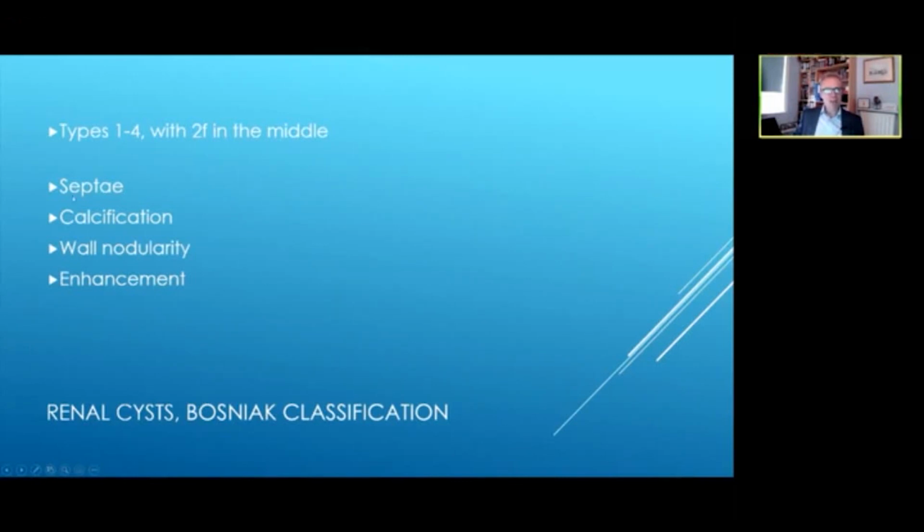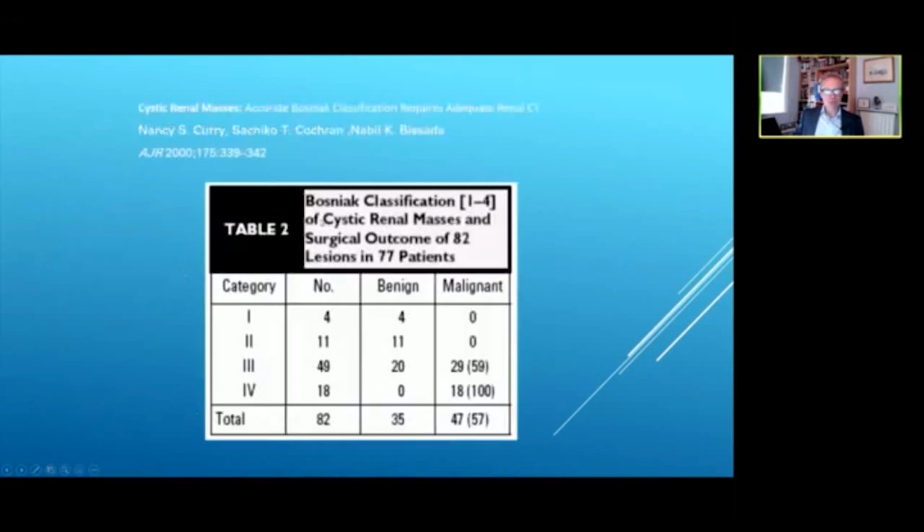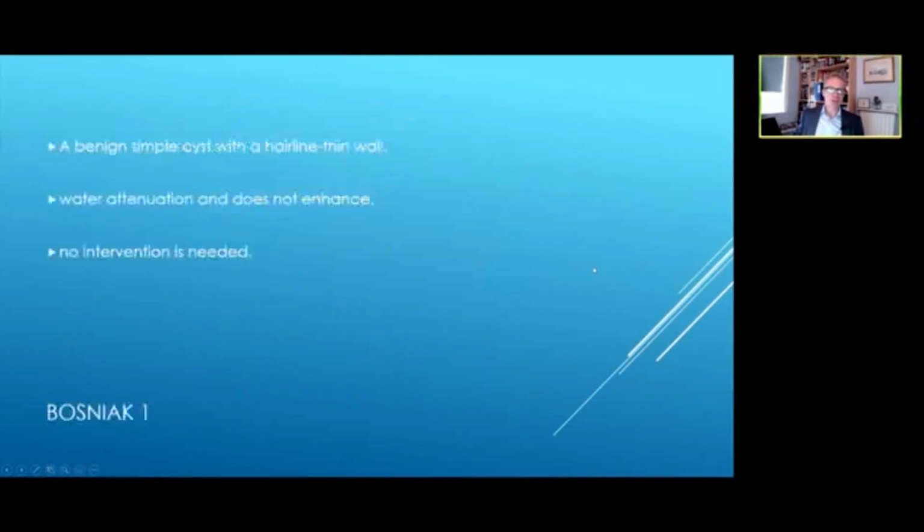It's based on the presence of septi, calcification, wall nodularity, and enhancement within the lesion. They've thrown in a Bosniak 2F in the middle. We'll talk about that in a moment. Bosniak 1 and Bosniak 2 renal cysts have pretty much a zero incidence of malignancy. 3 and 4, much higher incidence of malignancy. 2F is somewhere in between. And the F stands for follow-up. Those are patients who follow up.